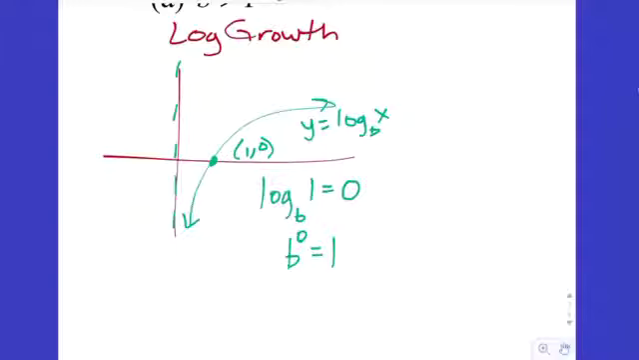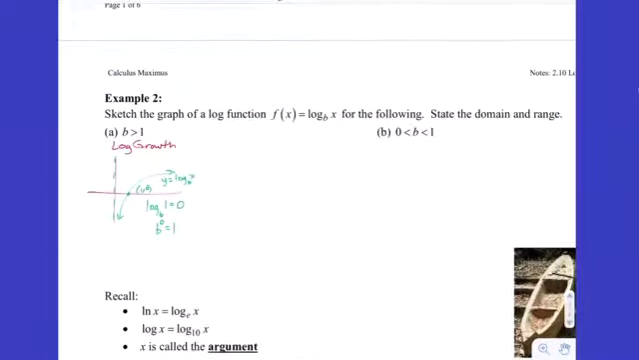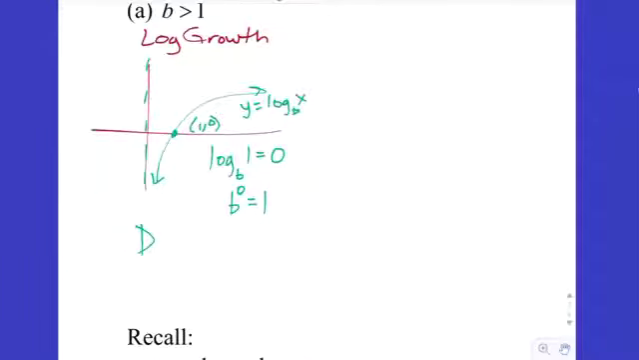Now, unlike exponentials where the bigger the base, the steeper the graph, the bigger the base for logs, the less steep the graph, the smaller it grows, or the slower it grows. So the domain would be the set of all x such that x is greater than 0. The range is going to be all real numbers all day long. So logarithmic growth means it's an increasing function. The derivatives are always positive over the domain.